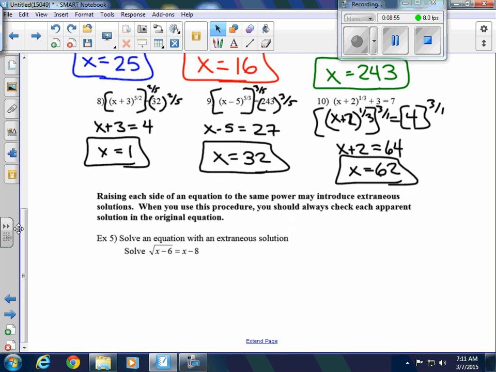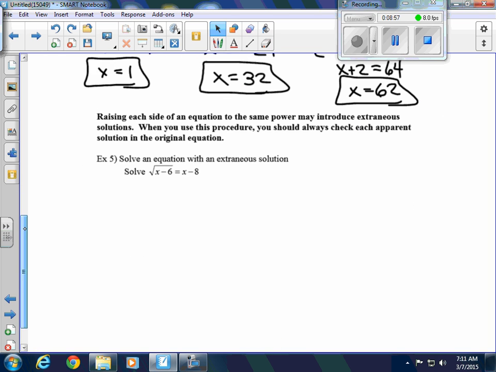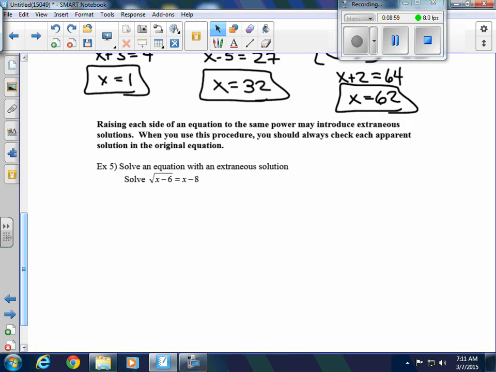All right, the next thing we're going to talk about is that raising each side of the equation to the same power may produce extraneous solutions. Now, all of the ones that we've checked so far, we've plugged them in, and they've all worked, they've all been solutions. Great. Now, that might not necessarily be the case. So when you use this procedure, you should always check the apparent solutions in the original equation.